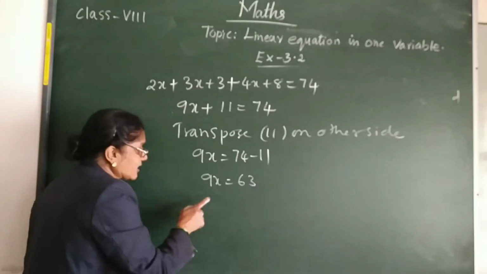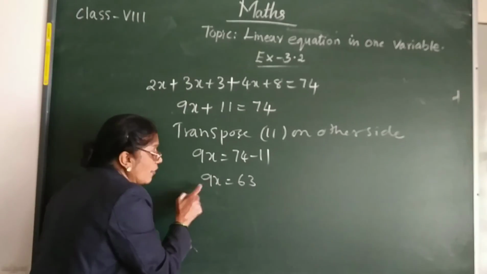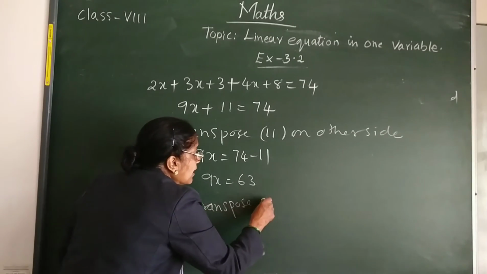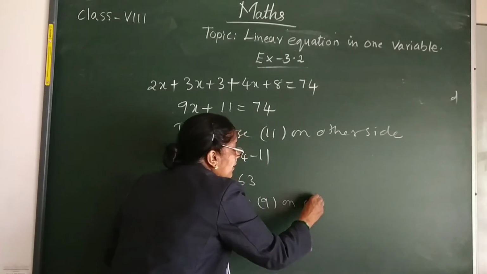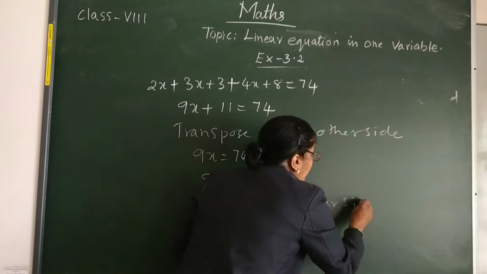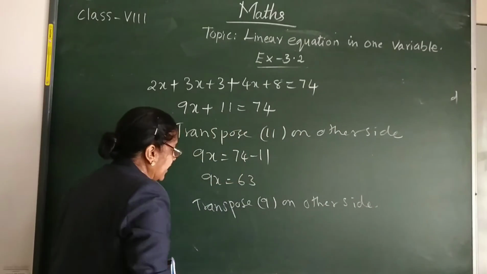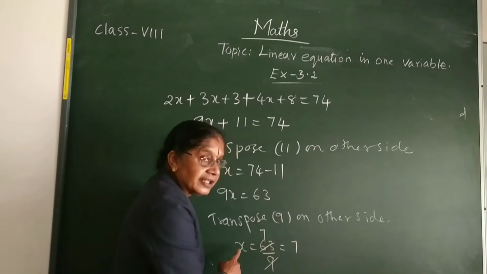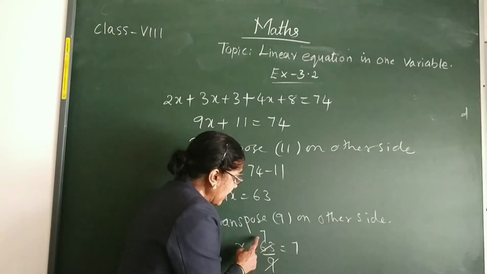Again you have to transpose which? The coefficient of x. What is the coefficient of x? 9. So transpose 9 to the other side. What do we get if we transpose 9 to the other side? 9 will go below. So x is equal to 63 by 9.